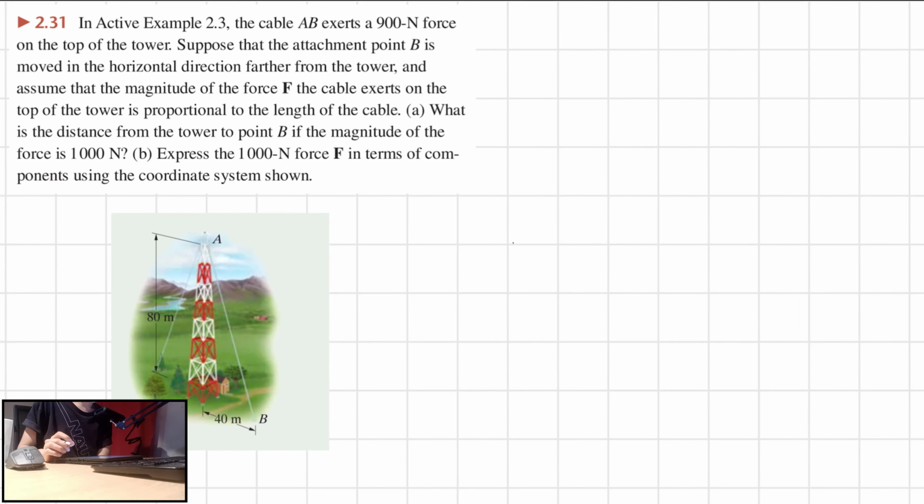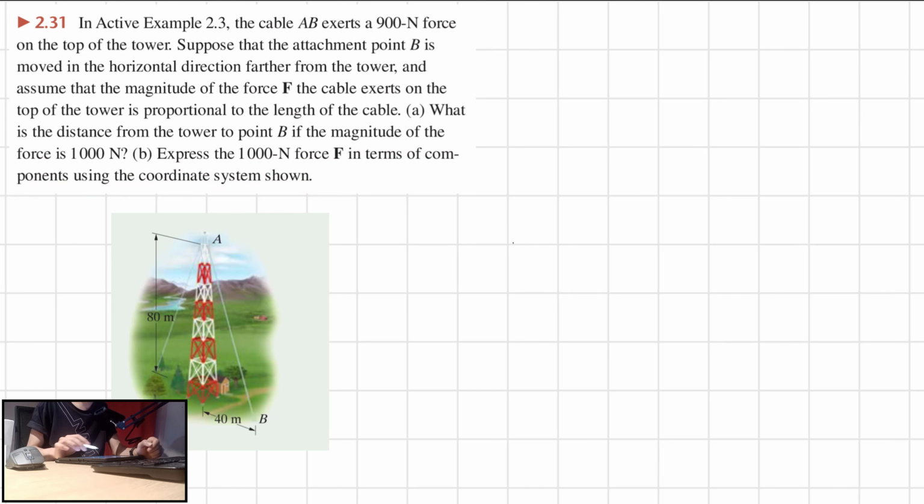Exercise 2.31. In active example 2.3, the cable AB exerts a 900 Newton force on the top of the tower. Suppose that the attachment point B is moved in the horizontal direction farther from the tower, and assume that the magnitude of the force F the cable exerts on the top of the tower is proportional to the length of the cable. A. What is the distance from the tower to point B if the magnitude of the force is 1000 newtons? B. Express the 1000 newtons force F in terms of components using the coordinate system shown.